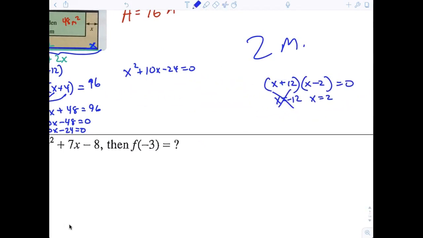If it was 6 and 4, this is the biggest mistake kids make. If you put x plus 6 and x plus 4, 6 plus 4 makes 10, right? But positive 6 times positive 4 would be positive 24, not negative 24. Couldn't you just do... Nope, you couldn't do anything. It's not correct.